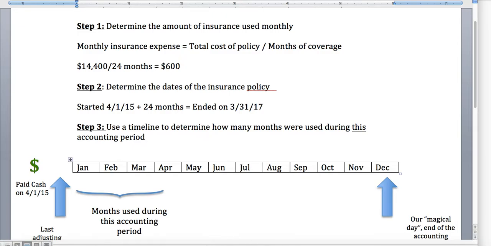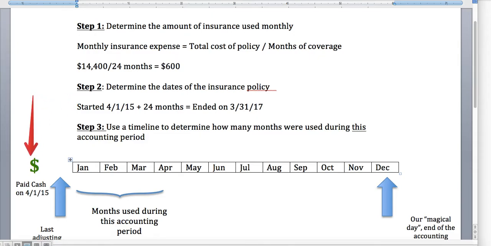keep track of. So first of all, we want to know, when did we pay the cash? Well, we paid the cash back in 2015. That was well before this annual period, right? This annual period starts January 1st, 2017 and ends December 31st, 2017. And since our policy started on April 1st, 2015, we paid the cash way back then, okay?